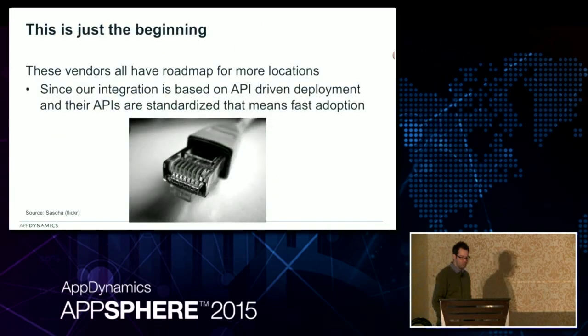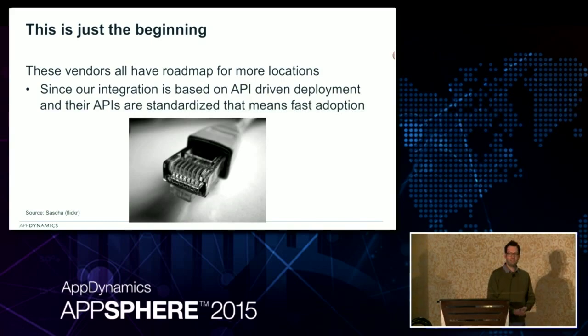And the good news is this is really just the beginning. All these vendors have roadmaps for locations, and because it's API-driven deployment, once they bring out a new site, we basically just have to test it out, and we can start pushing agents and add that to the provisioning screen that you see in the UI. So this means really fast adoption, and it's just growing organically without effort or an investment from AppDynamics.